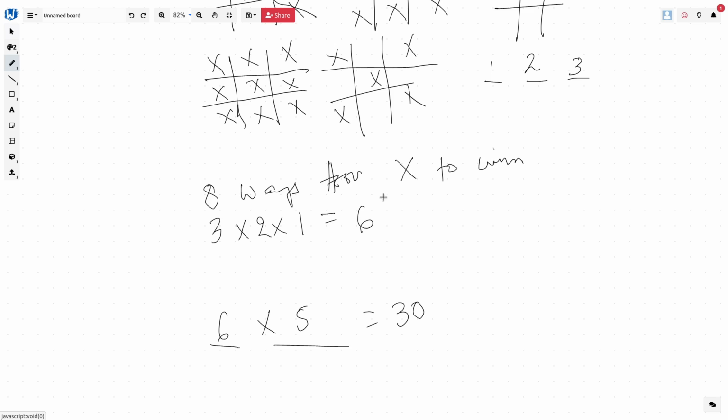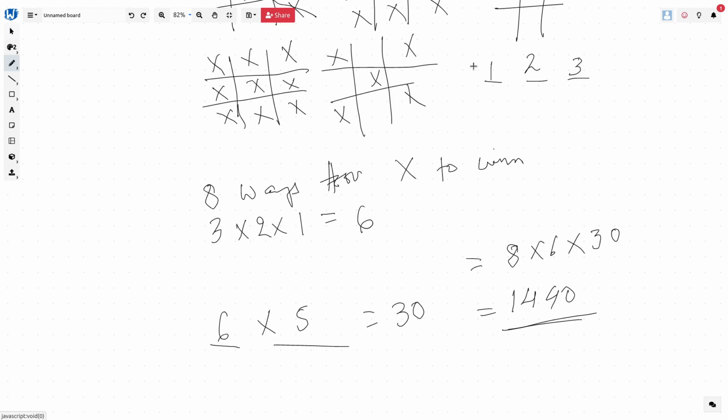So there are 8 ways of winning for X, right? And there are 6 ways of placing any 3 X's. And there are 30 ways where the rest of the two zeros can fit in. So that counts to 8 into 6 into 30 by the multiplication principle, and it is nothing but 1440 ways. So there are only 1440 ways in which a tic-tac-toe game can end.